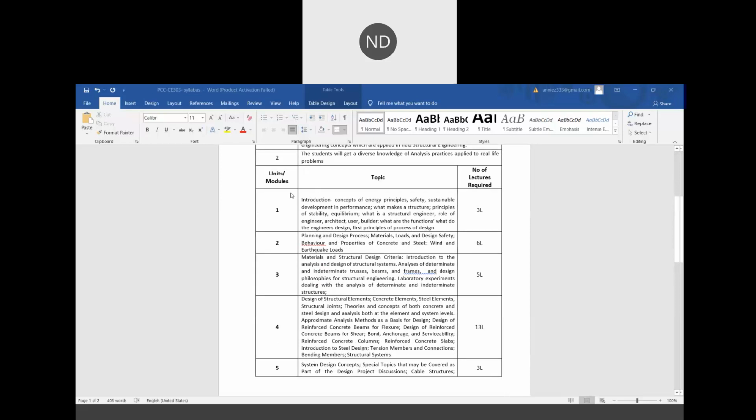So let's start with the introduction today. I think we have 2 classes today. Let's see how we can proceed. So basically, what is structural engineering? Your structural engineering is a field of engineering which is dealing with what? Analysis and design of structures that support or resist loads.